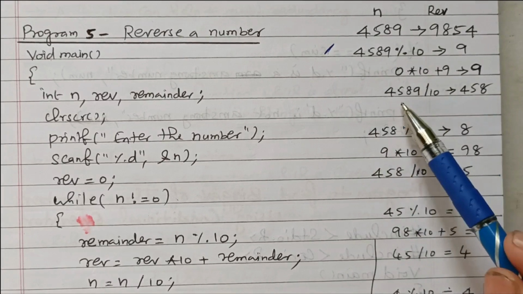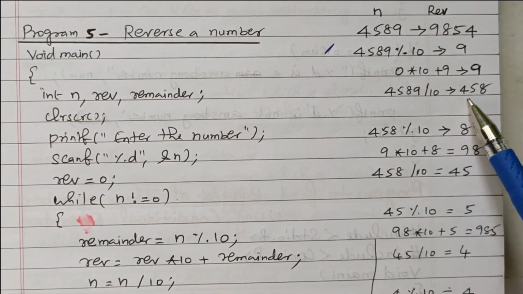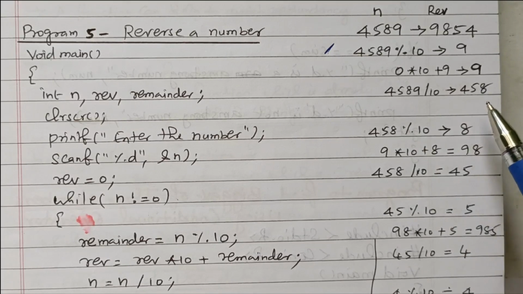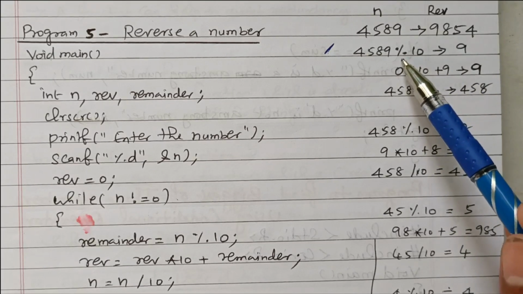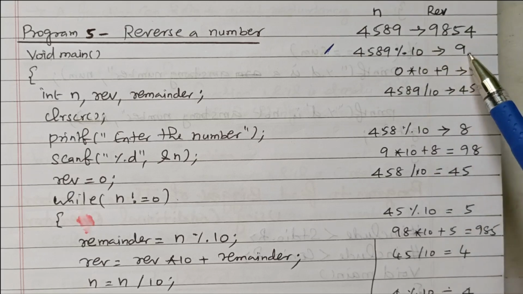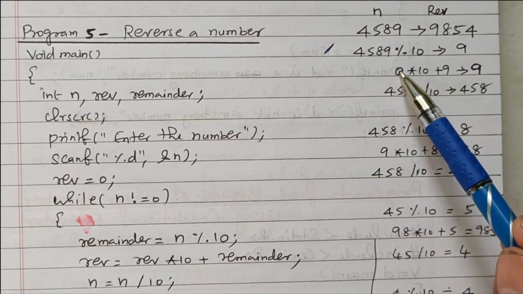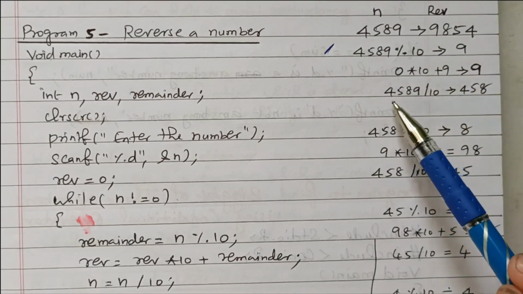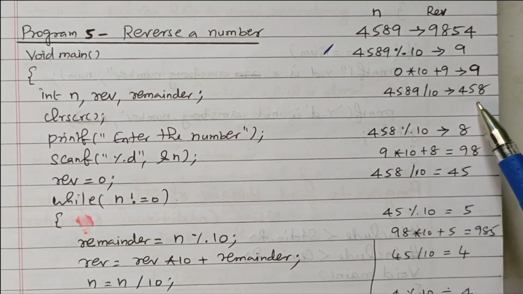Quotient will be there. So 4589 divided by 10 means it goes 458 times. Right? So it gives the remainder. This gives the quotient value. So first what we are doing, we do the modulo division. We got the remainder. That remainder is added with one more value: 0 into 10 plus that remainder value. Then the number is divided by 10 so that it is reduced to 3 digits.